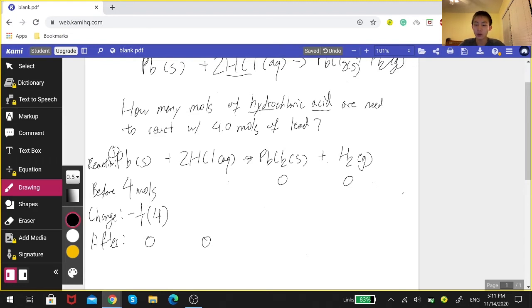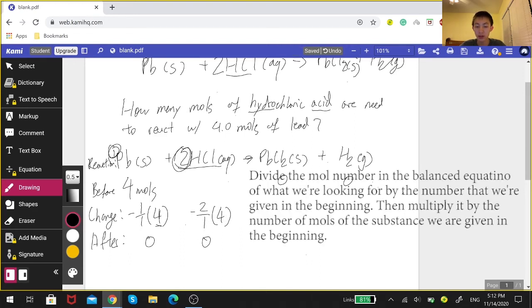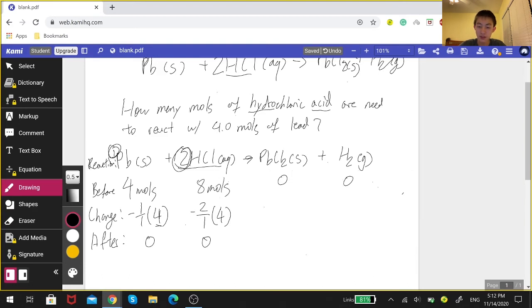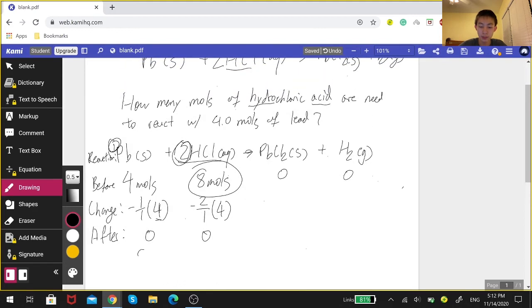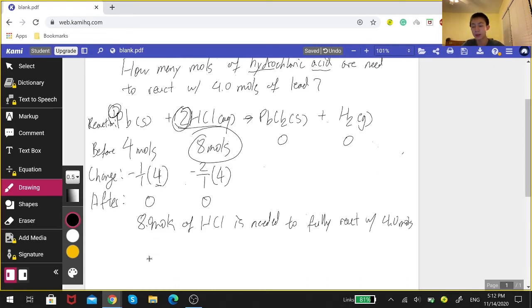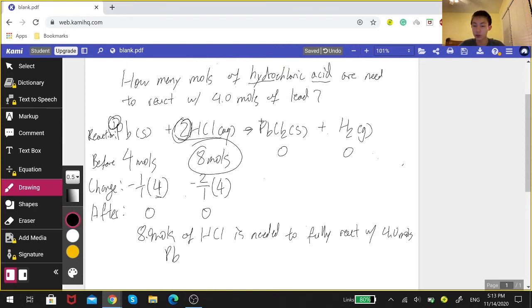And now what we need to do is find hydrochloric acid, which is HCl. This is what we need to find. So in order to find HCl, we have to divide this mole number by this mole number, which is negative 2 over 1. And we still multiply it by what we were given, 4. Now, 2 times 4 is negative 8. 8 minus 8 is equal to 0. So that gives an answer of 8 moles. Therefore, 8 moles of HCl is needed to fully react with 4.0 moles of Pb. Since they didn't ask for the other values, you don't really need to do these.